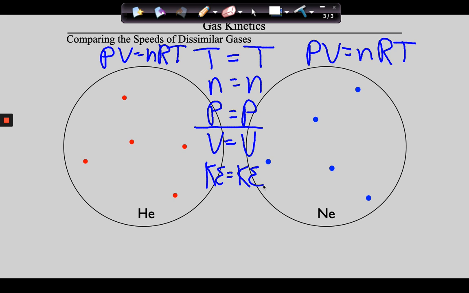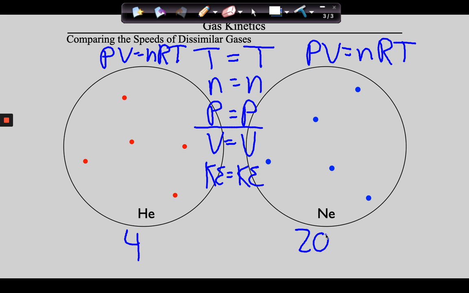The formula mass of helium is 4 and neon is 20. And so, guys, we should write these down. So this is 4 and this is 20 grams per mole. So as a result, the helium is lighter and therefore it will be moving faster. Is that okay? Okay, so guys, please don't make this mistake though.